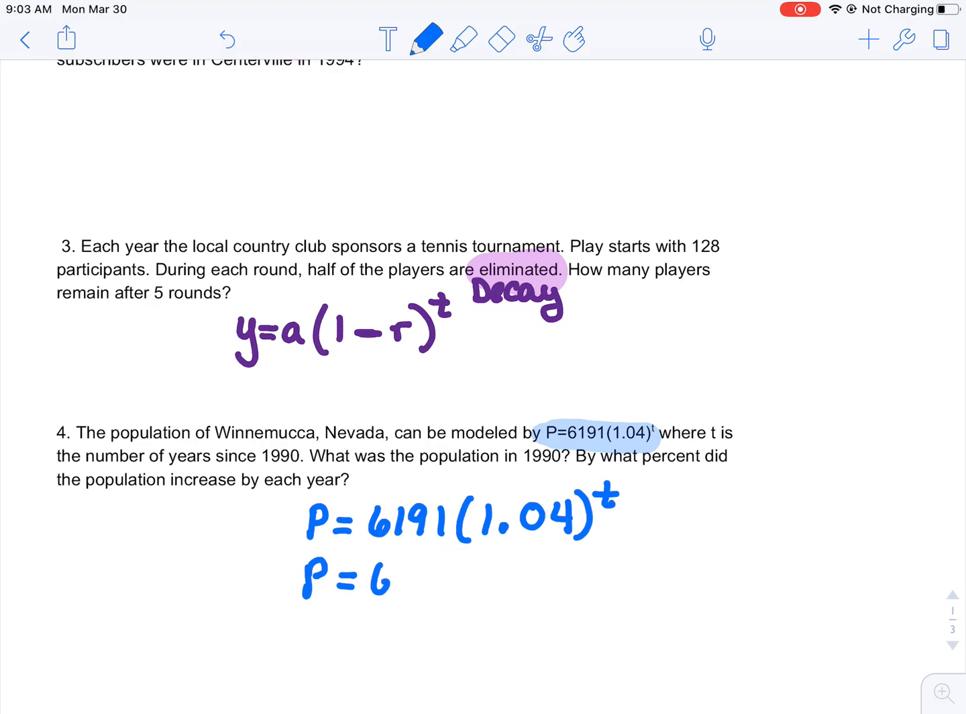So it's 6,191 parenthesis 1 plus 0.04 raised to the t. And you just have to answer some questions about that. You're not going to actually get an answer there. You have to answer what was the population in 1990 when this problem started and by what percent. So you have to change the decimal rate back into a percent. So that's number 4. Those are the hints I'm giving you for that. I gave you a lot of hints on that.